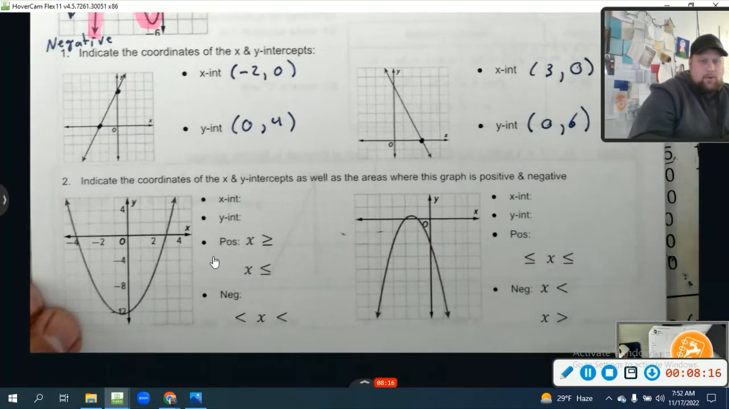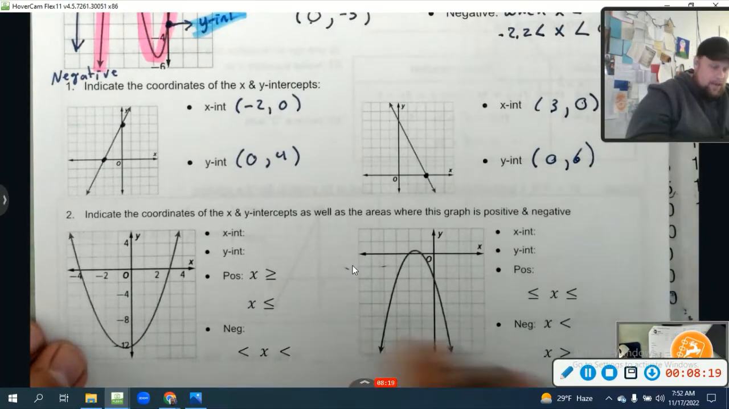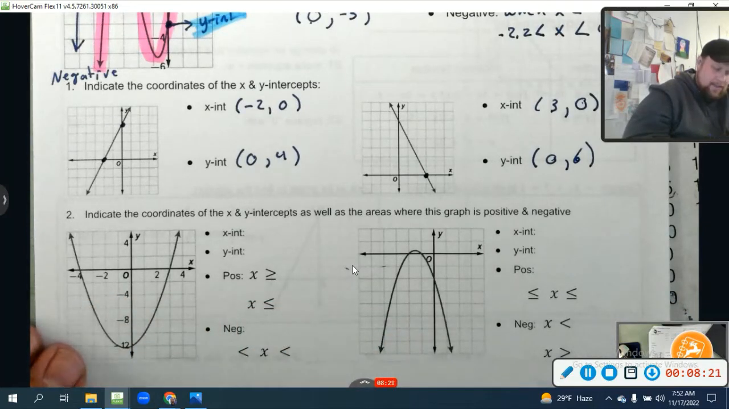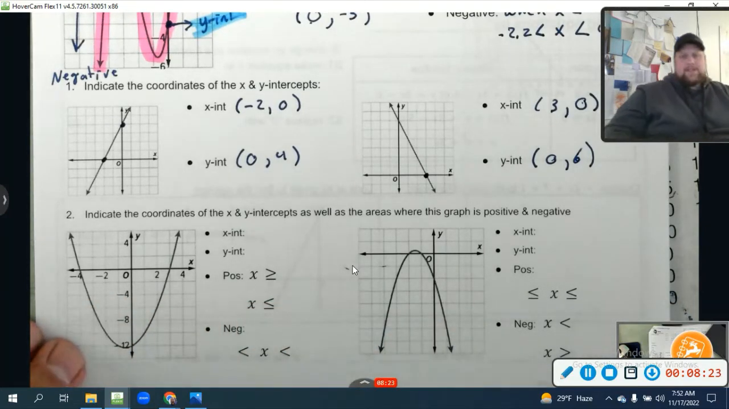Okay, let's get a little more practice with this. Take a minute. Why don't you see if you can identify the x and the y-intercepts for both of these. Just take a minute. Ready, set, go.